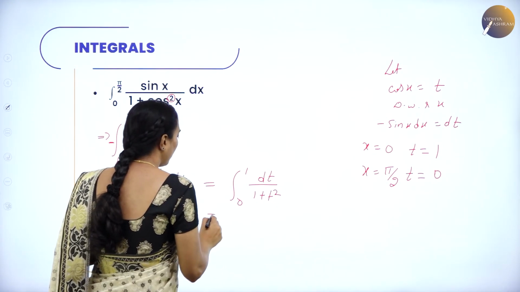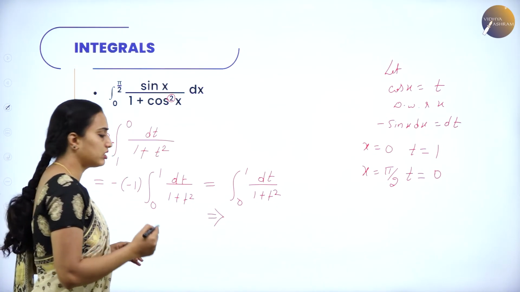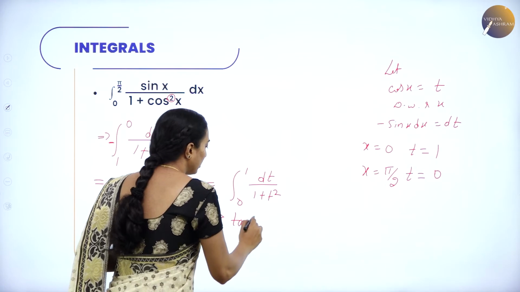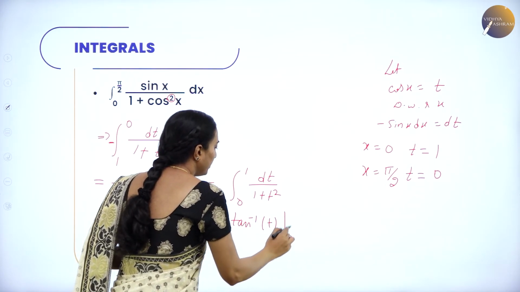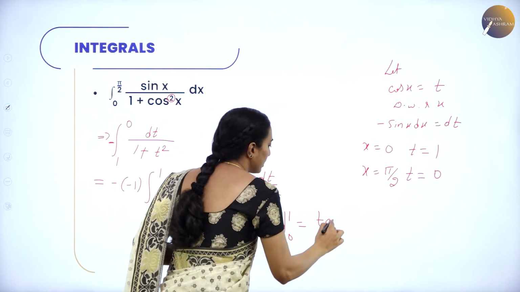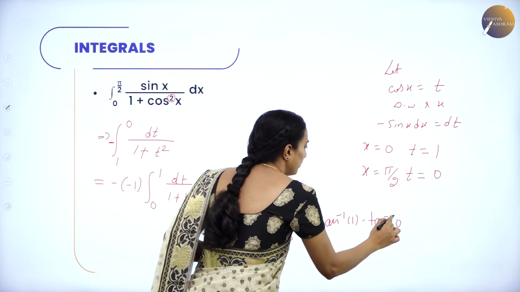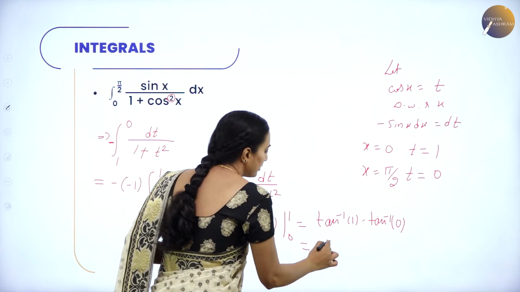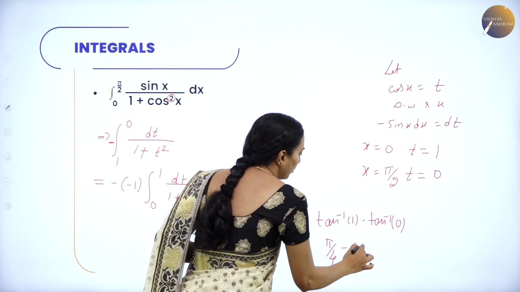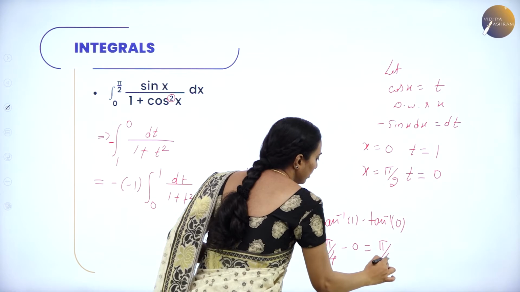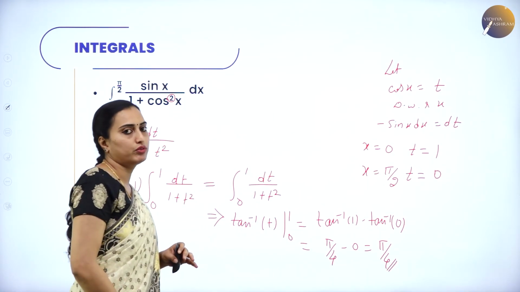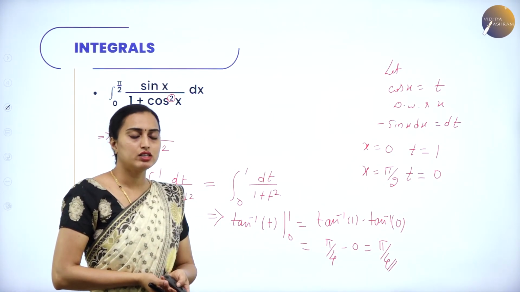So this is look like what? It will look like tan inverse t, right? So tan inverse t from the limit 0 to 1, apply the upper limit first. Tan inverse of 1 minus tan inverse of 0. You know tan inverse of 1 is nothing but 45 degree, which is pi by 4, minus 0. Tan inverse of 0 is 0. So the answer you are going to get is pi by 4. And this is your final answer for this question.